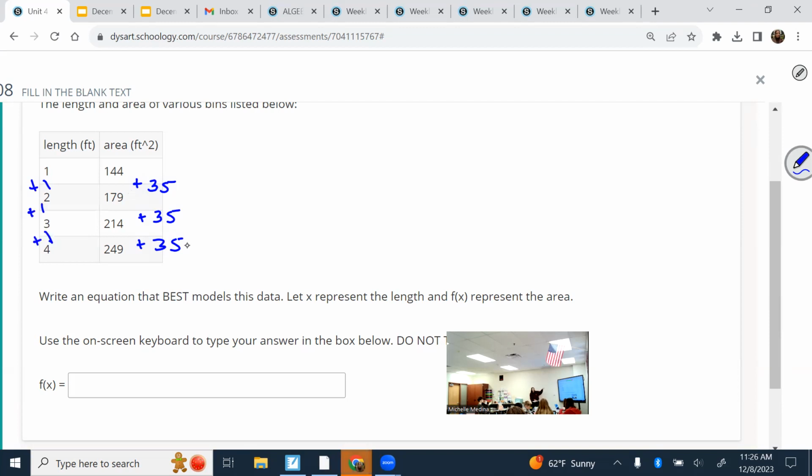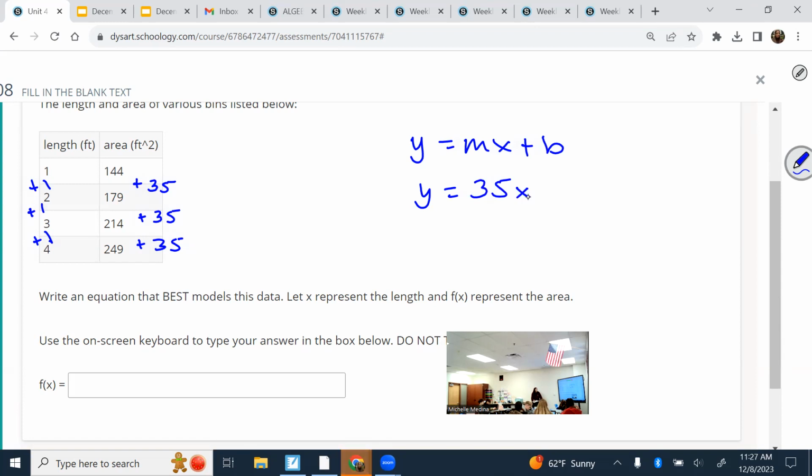So I'm having to add each time to get to the next row. And in linear functions, we know it's a constant rate of change. All right. So knowing that, I could make it something in y equals mx plus b. What would my slope be? It's going up by 35 each time. My rate of change is 35. So then I can put that for my slope.